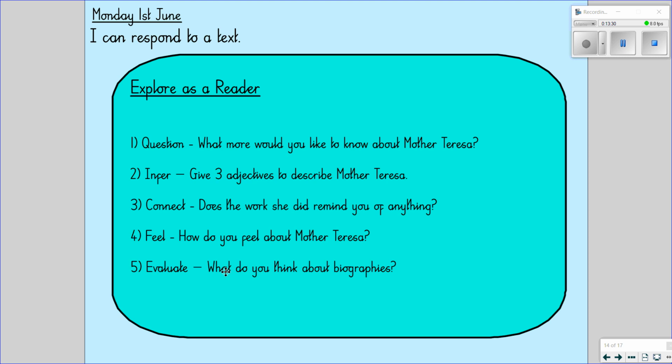And then evaluate. What do you think about biographies? I think biographies, I have to say, are fascinating to really get under the skin and understand and learn about somebody, somebody amazing, somebody interesting, somebody successful. You don't always have to like or be impressed by the person who you're reading a biography about, but you might be intrigued to know how they got to where they are, how they got to be successful. You know, I think they're quite fascinating.